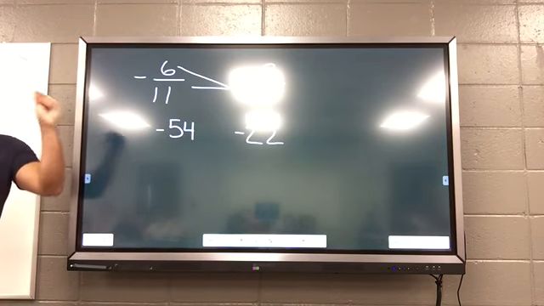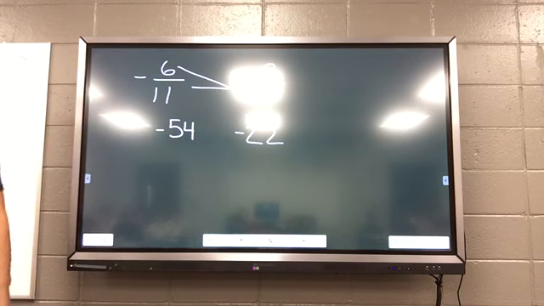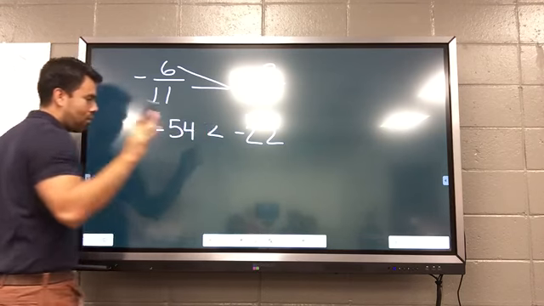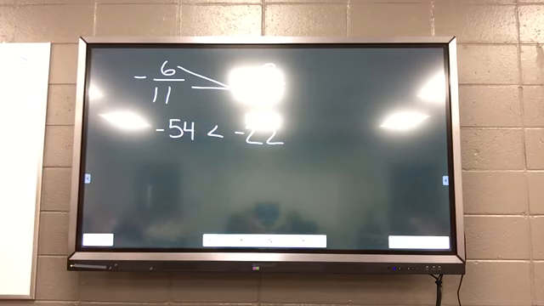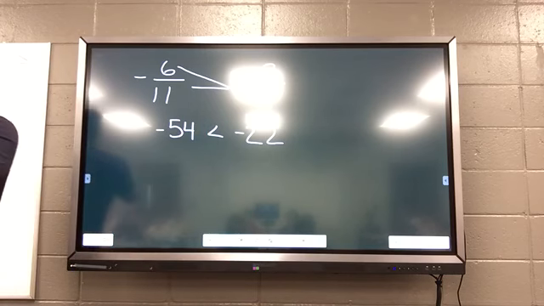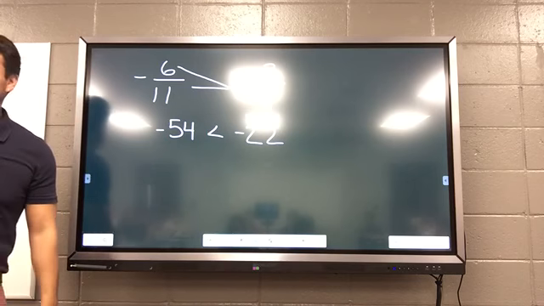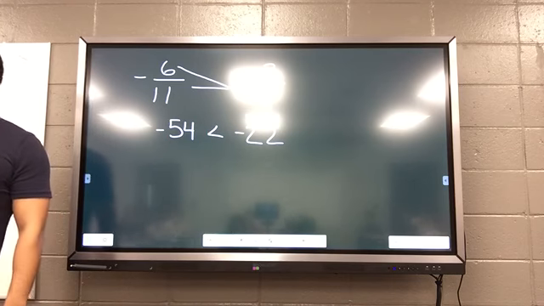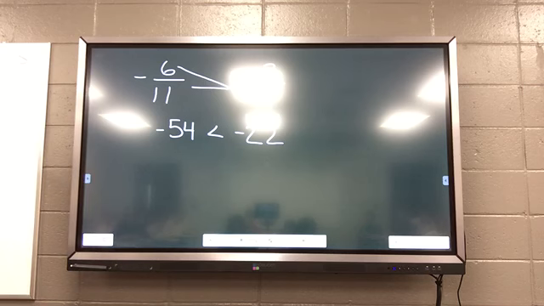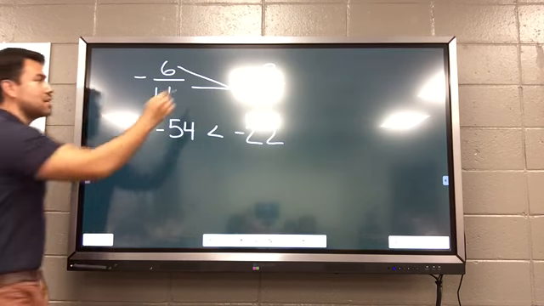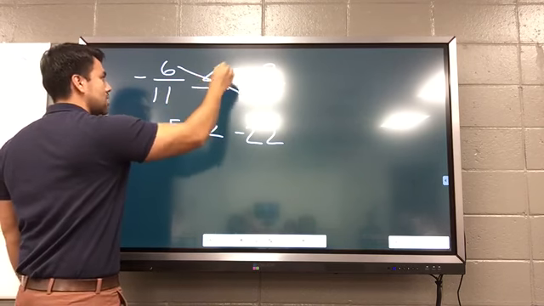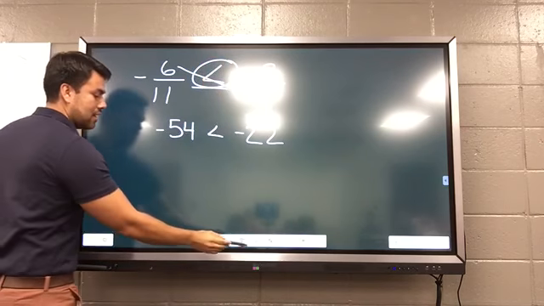Negative 54 is what to negative 22, Andrew? Less than. Okay, less than. Whoa, wait. I thought 54, and see, listen to my question. I thought 54 is bigger than 22. Negative 54 is smaller than negative 22. Here's my number line. Okay, so you got, is that cool? So what would be the comparison symbol between these two? Less than. Now, here's the error.